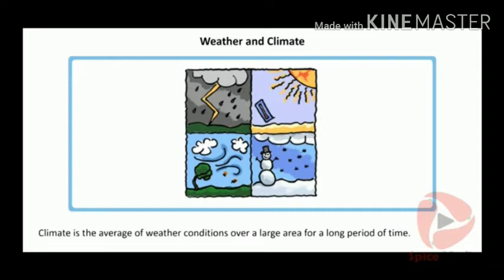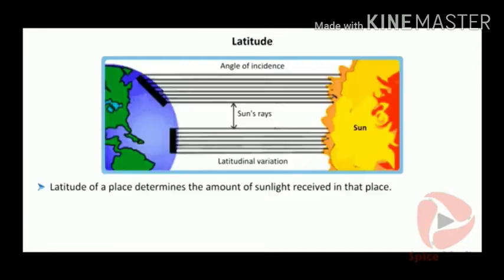The weather and climate of a place are modified by various factors. Let us discuss the factors determining the weather and climate in detail. Starting with latitude. Latitude of a place determines the amount of sunlight received in that place. The equator receives the direct rays of the sun. That is, the places located in and around the equator receive the direct rays of the sun. Thus, it is hot throughout the year.